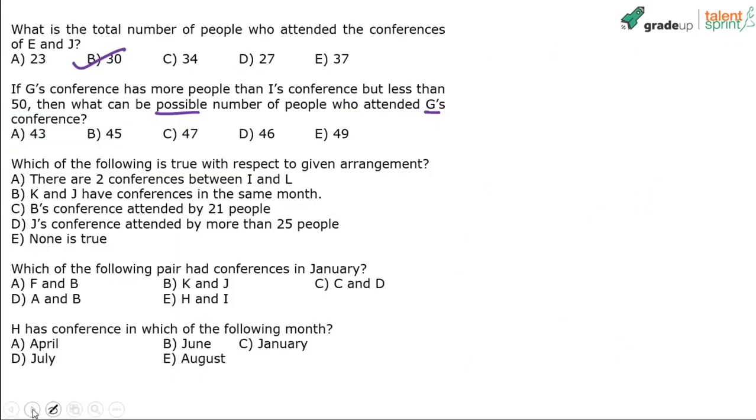Without worrying about the remaining part of the question, I can directly mark D as the answer, because odd numbers are ruled out. I don't even have to worry whether G is more than I, less than 50 and all that. G has to be 46 among the given options because G is an even number.